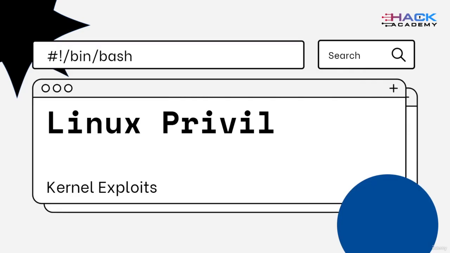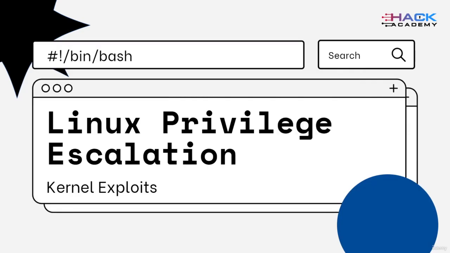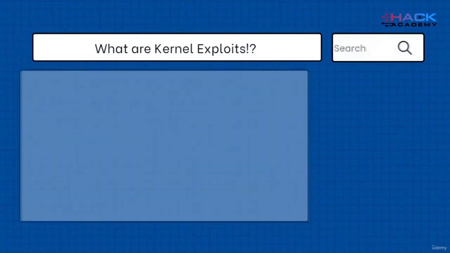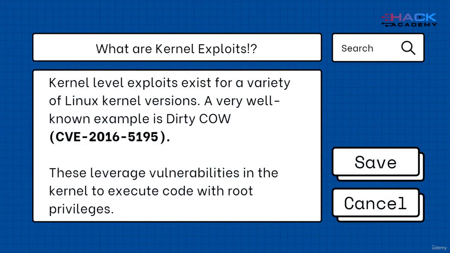In this section, we're going to talk about kernel exploits. What are kernel exploits? Kernel level exploits exist for a variety of Linux kernel versions. A very well-known example is the Dirty Cow exploit. These leverage vulnerabilities in the kernel to execute code with root privileges.